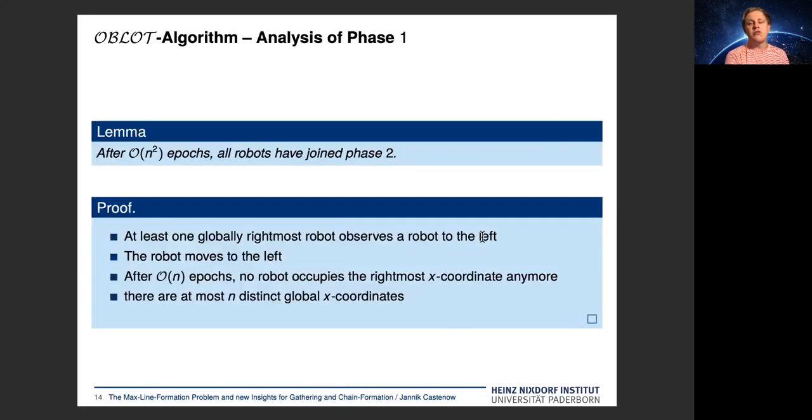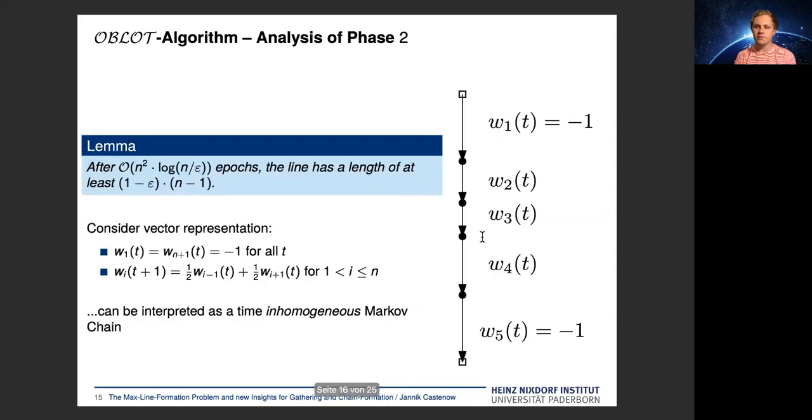What we can prove now is that after O of n squared epochs, all robots have joined phase 2. An epoch is the shortest number of rounds such that each robot has executed its LCM cycle at least once, such that after O of n squared epochs, finally the robots are located on the same line.